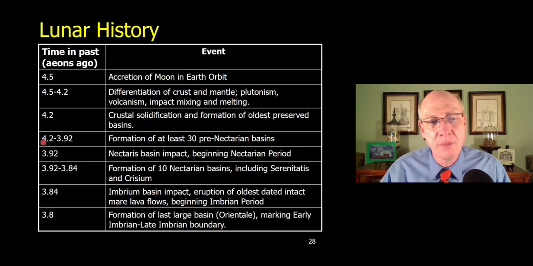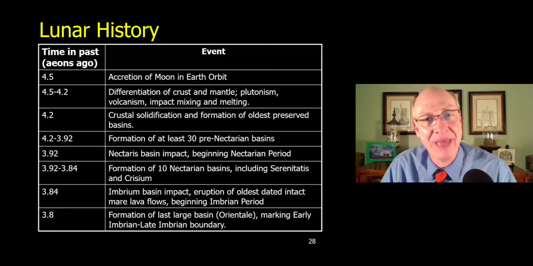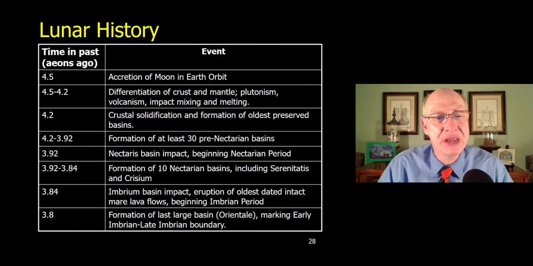But about 4.2 to 3.9 billion years ago, there were 30 giant basins created on the moon, 30 giant impacts. And in here, we also have the South Pole Aitken Basin. There were some other basins formed, but here's the big one. 3.84 billion years ago, the Imbrium Basin impact happens. That is, the Imbrium Basin was created on the moon 3.84 billion years ago.